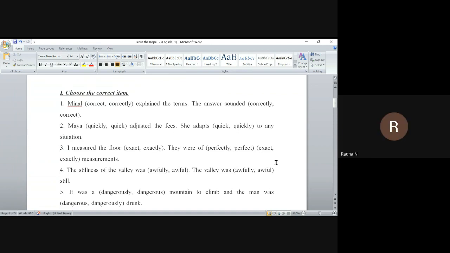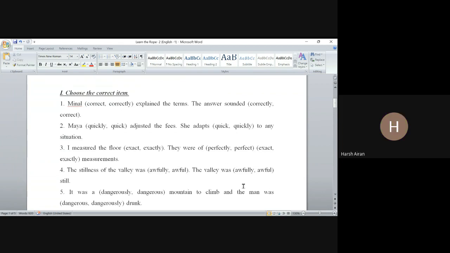Now, the second one: Maya quick adjusted the fees. Quickly adjusted the fees. Again, the same thing as the first one, right? You have a verb here, and that needs an adverb for modification. She adapts quickly to any situation. You don't have any direct noun that you need to modify here. Again, the word that comes up is adapts, so quickly.